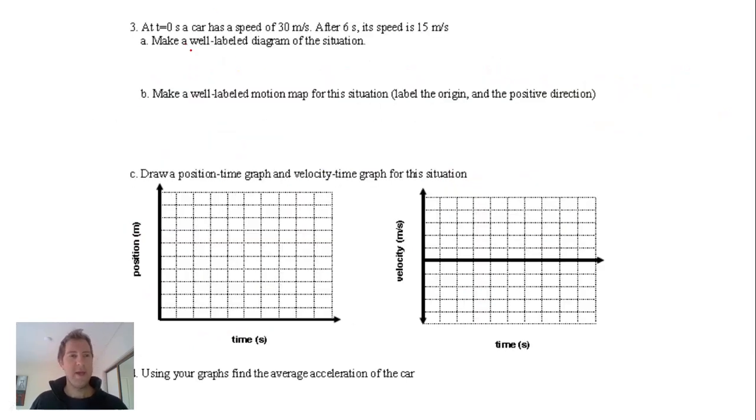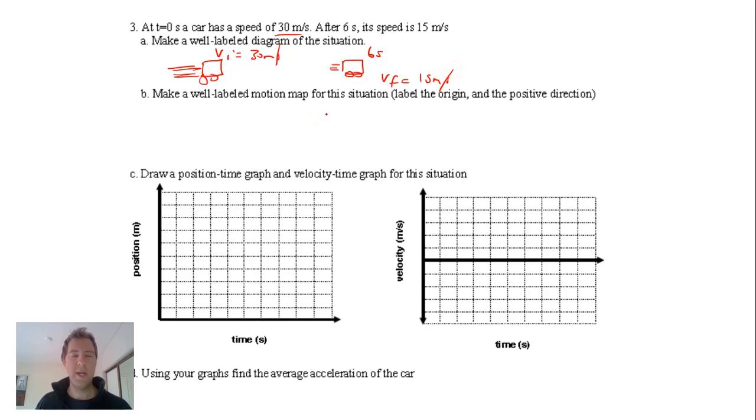Page 45. At t equals 0, so time equals 0, a car has a speed of 30 meters a second. It's going along really fast. After 6 seconds, it slows down to 15 meters a second. So that's after 6 seconds. Initial speed is 30 meters a second. Final speed is 15 meters per second.